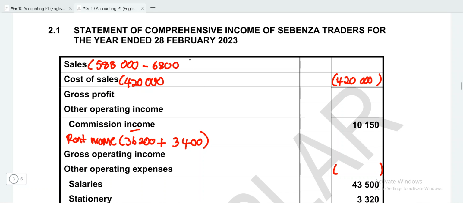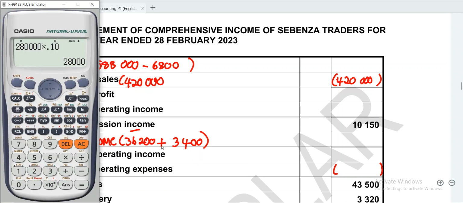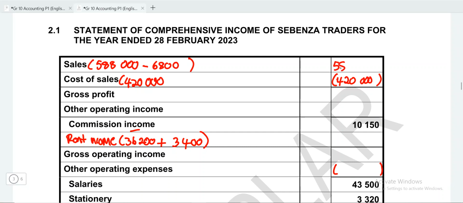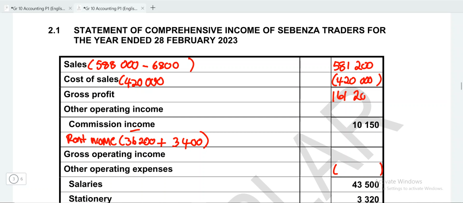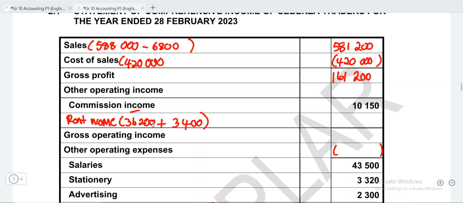So we must then adjust our sales to get our net sales. So if we say 588,000, then we say minus 6,800, it is giving us 581,200. So we have that 581,200 here, and then 581,200, and then we say minus 420,000, it is giving us 161,200. Okay, then from there we need to make sure that we close off our accounts here.